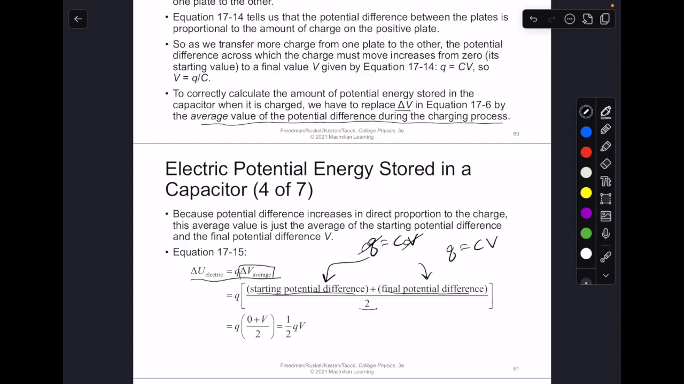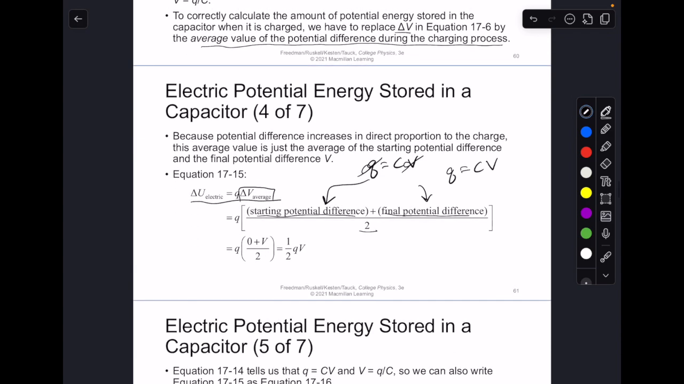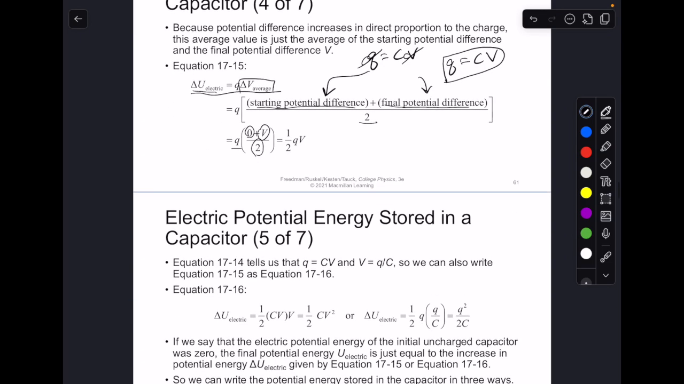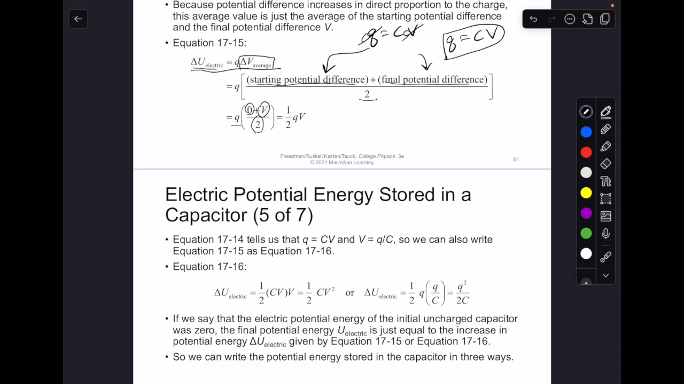I always get that mixed up. And we can plug in these basic values. So we end up with 0 plus V over 2, and multiply that by the Q in the energy equation, you get 1/2 QV. And so how does this fit in here? Well, it turns out this 1/2 QV is the most basic form of the amount of energy in a capacitor.